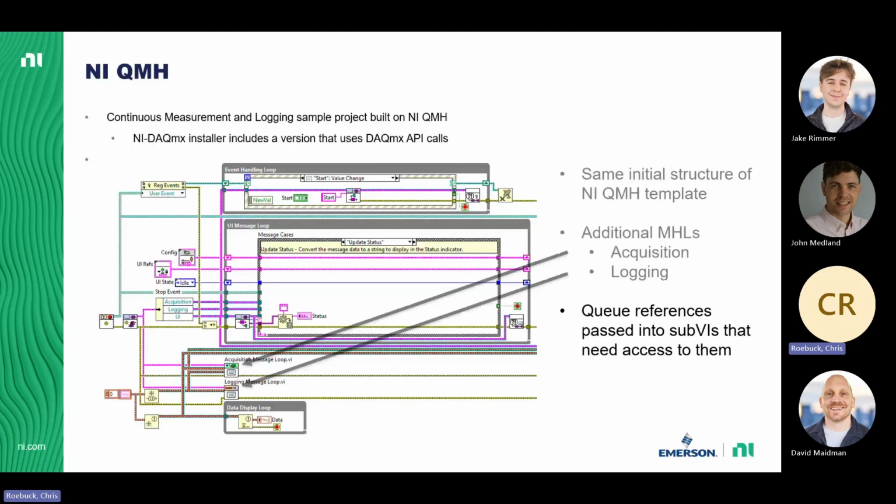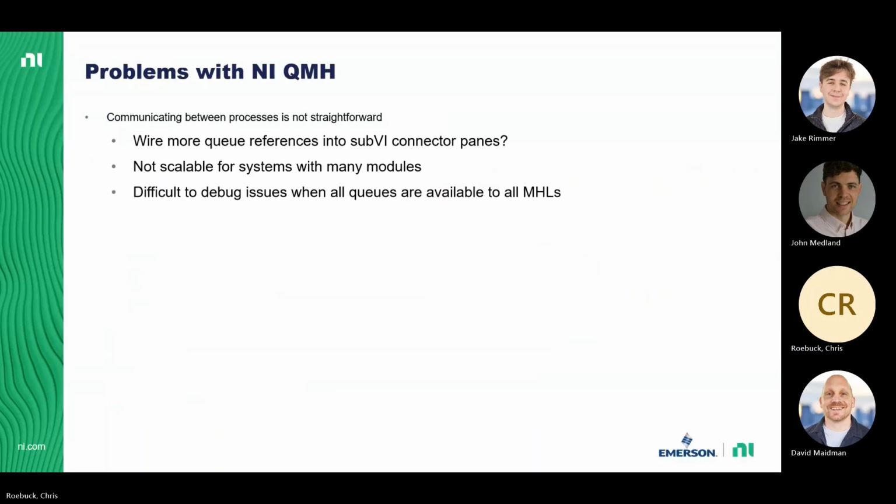So now they have access to our queue on their connector pane, which means that those message handlers become less flexible, because now we've defined as part of their connector pane that they should have access to this particular queue. It means that they're less reusable if I want to use them in a different scenario or a different situation. So they've got a queue reference on the sub-VI connector pane, which means communicating with them is less straightforward.